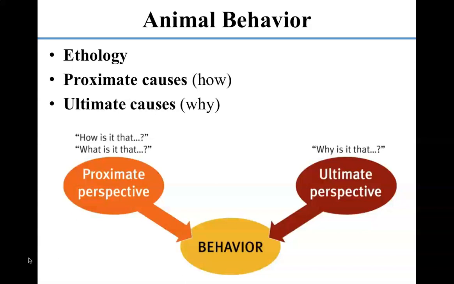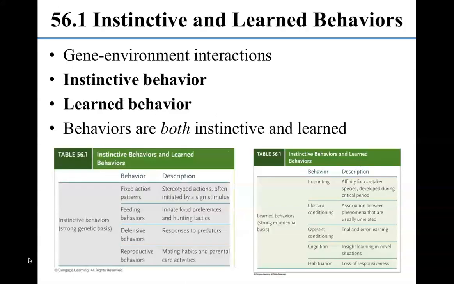So ultimate causes are why. So why did it evolve? Why do they do this? So proximate is how, ultimate is why.